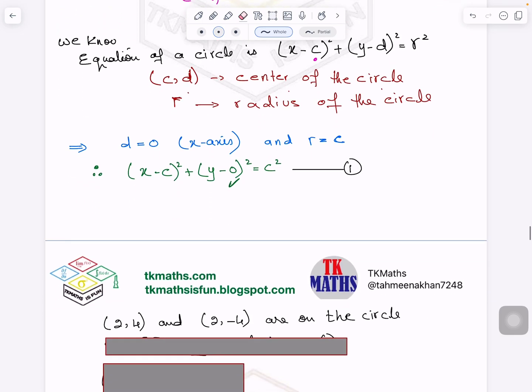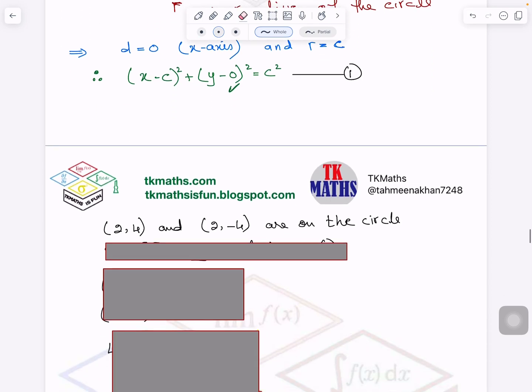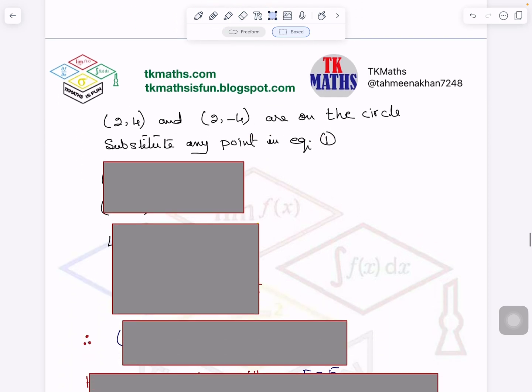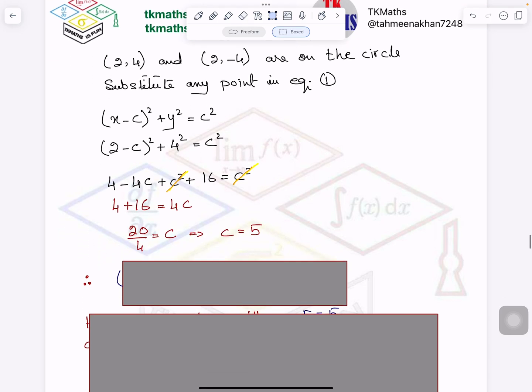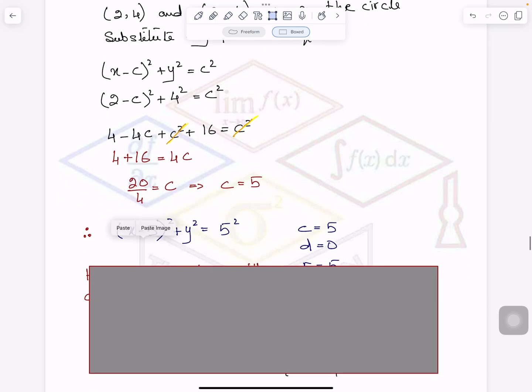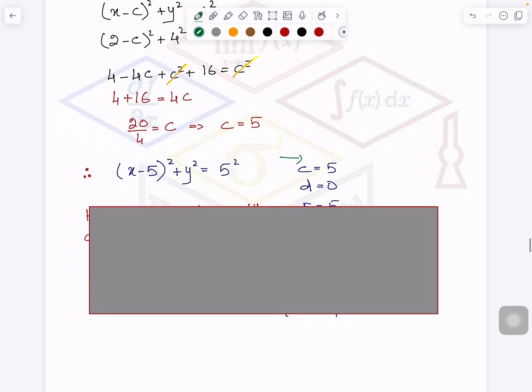Now I have this equation, (x minus c) whole squared plus y squared equals c squared. In this equation, in place of x and y, I can write any point. So I am putting the point 2, 4 to solve it. You can also substitute 2, minus 4 if you want. After substituting, it's simple algebra. Expand the brackets, solve it, and you get c equals 5. Once you get c equals 5, this is your equation of the circle. But we have to write it in that form. So in this equation, C is 5, D is 0, and the radius is 5.